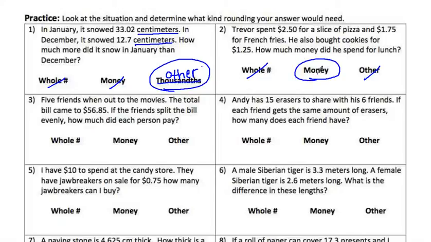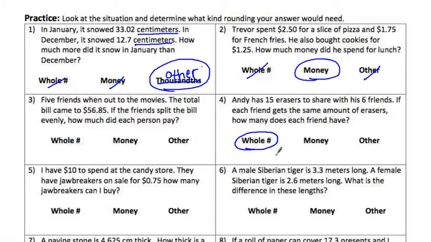Let's do one more together. And I want to talk about number 4. I'm going to skip number 3. You're going to do that one on your own. Andy has 15 erasers to share with his 6 friends. If each friend gets the same amount of erasers, how many does each friend have? So, think of erasers, think of your friends. In this one, you're actually going to round to a whole number.